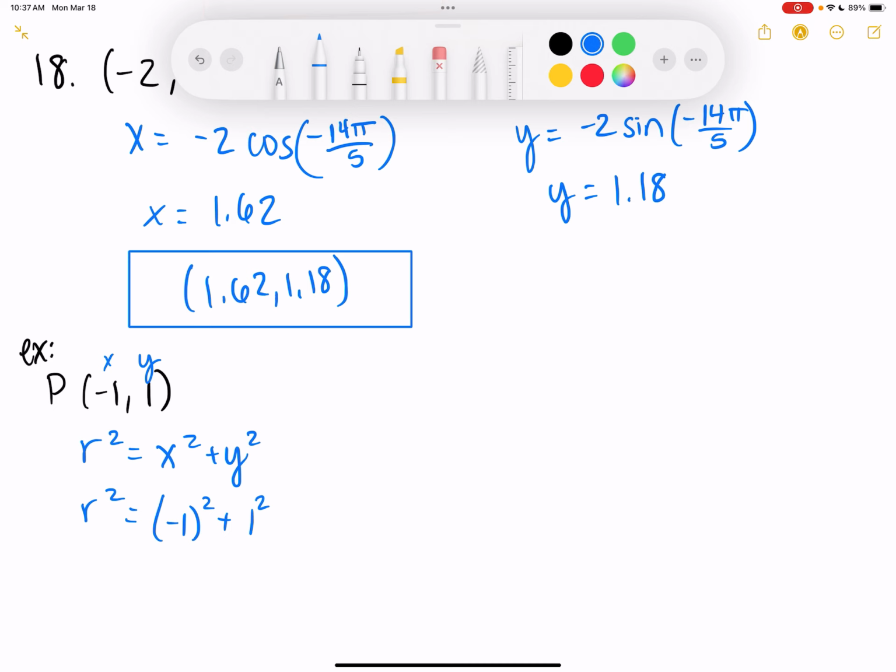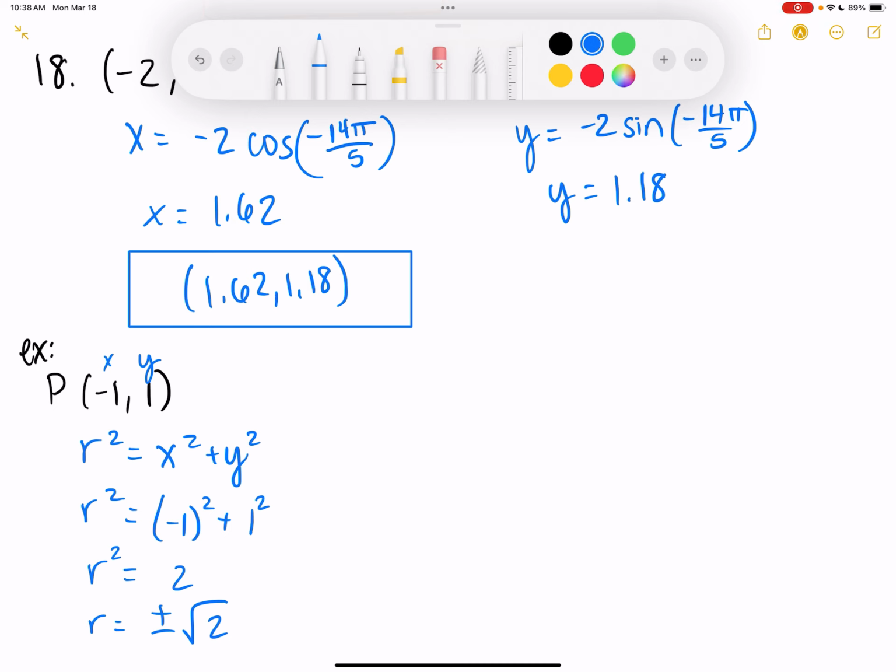So that's going to be 2. So r is equal to, well, I guess I should say r squared is equal to 2. So what does that mean r is? Root 2. Plus or minus root 2.